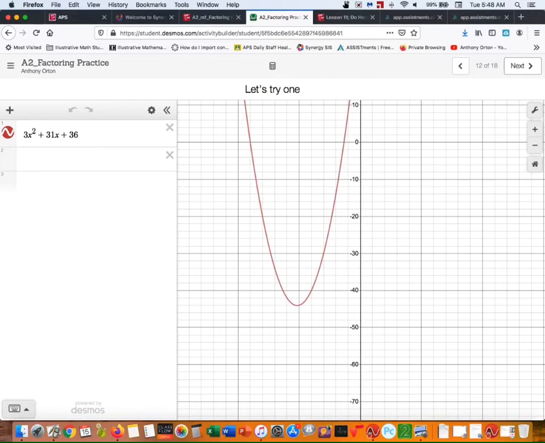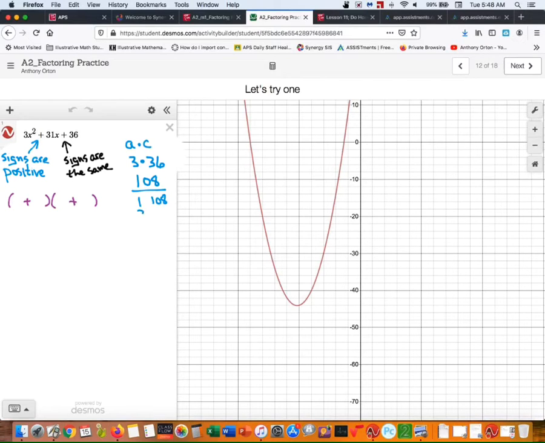Now A is actually not 1, so we multiply A times C, and of course we still look at our signs. Everything's positive, so we're lucky. The signs are the same, and they're going to be positive. Here we go. They're both positive. Multiply A times C, 3 times 36, which is 108. So you've got 1 and 108, 2 and 54, 3 and 36, 4 and 27. Boom. I can get them to sum to 31.